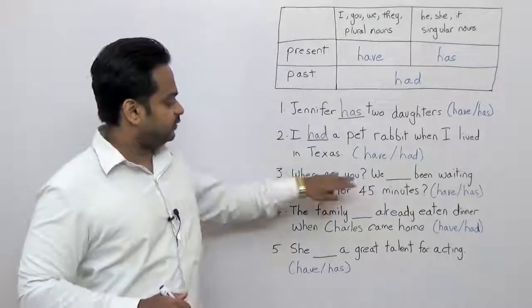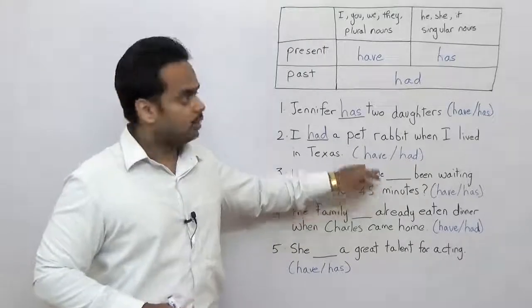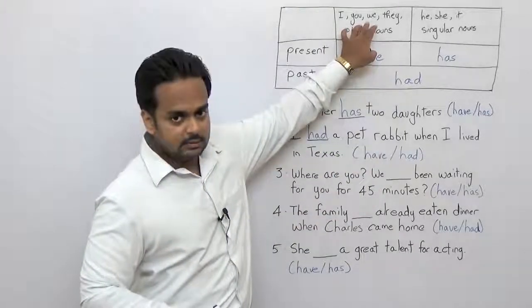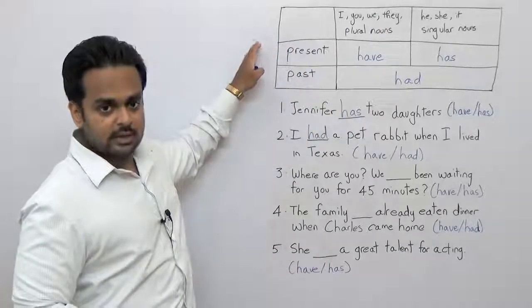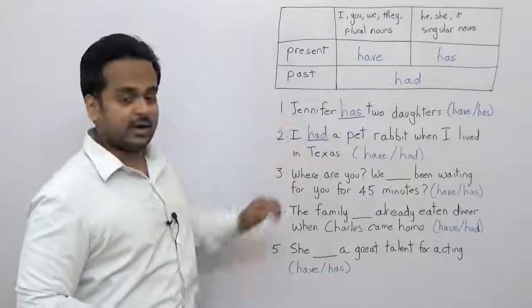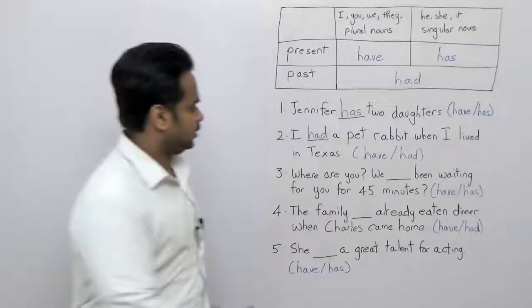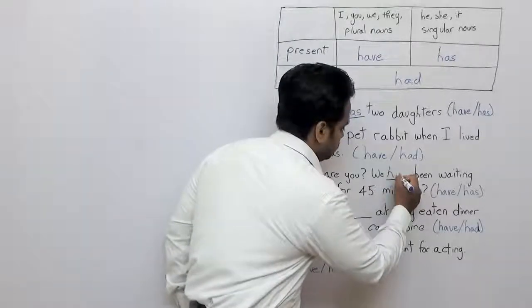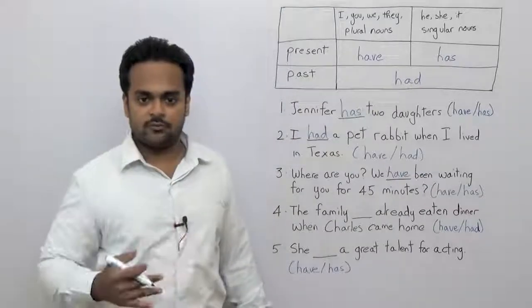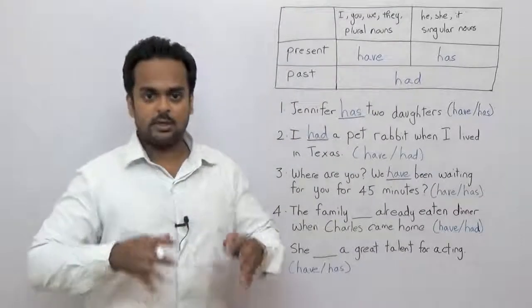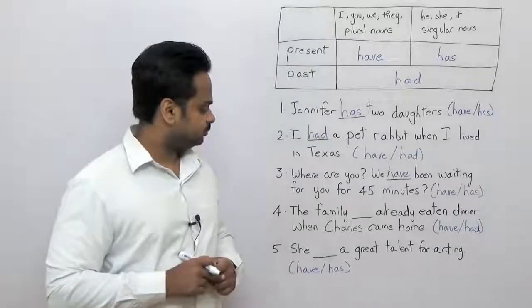Well, the subject of this sentence is we. And if the subject is we, you use have because this sentence is in the present. This is in fact in the present perfect tense. So we have been waiting for you for 45 minutes. This is still happening, so it's in the present, remember.